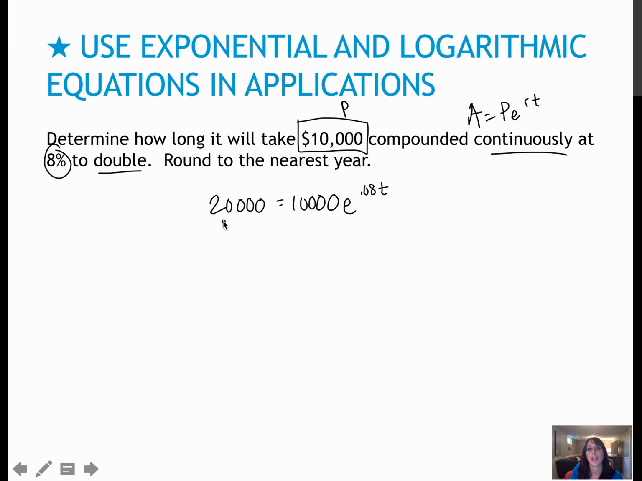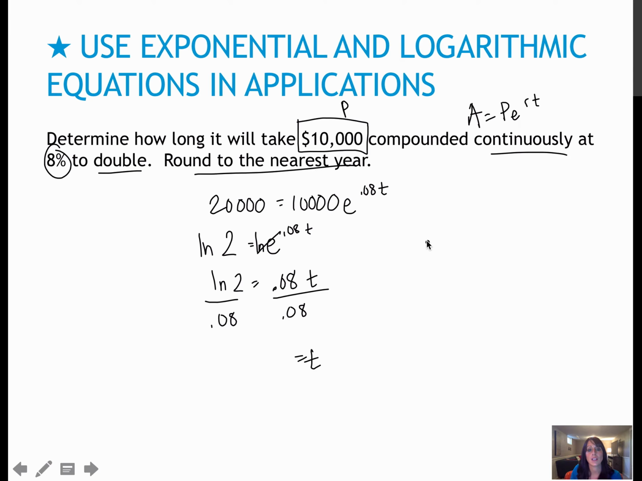I'm going to divide each side by 10,000, which gives me 2. Then I'm going to take the natural log of each side. And when I do that, the left side stays natural log of 2, but the right side makes that exponent now just a regular old number. And now I can divide each side by 0.08. And then again, I'm going to use my calculator. I'm rounding to the nearest year. This gives me about 8.664, etc. for t. And of course, if I'm rounding to the nearest year, I would say about 9 years. So over 8, so about 9 years.